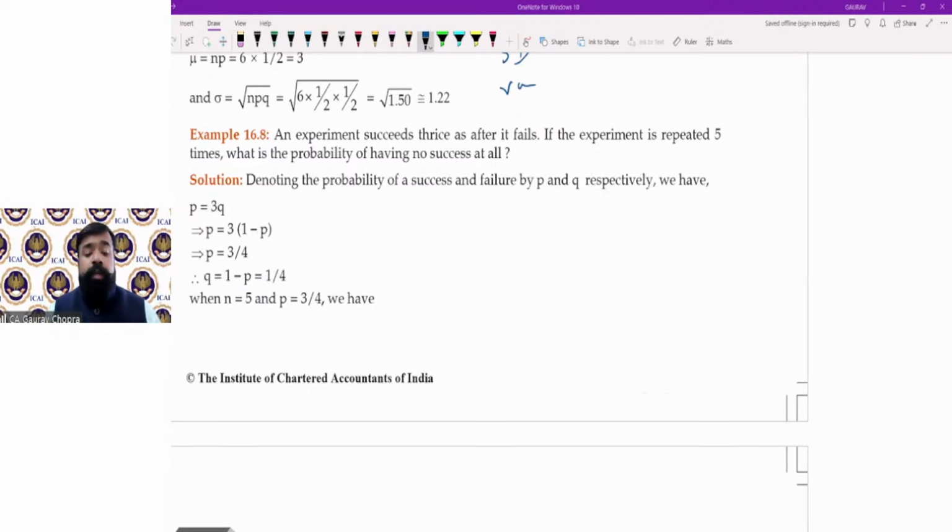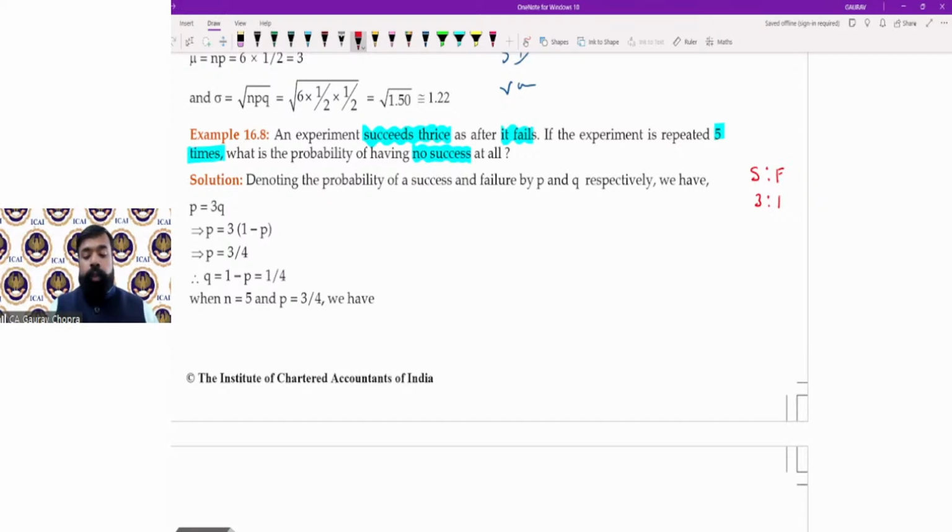An experiment succeeds three times, and then it fails. Three successes and then one failure. If the experiment is repeated five times, what is the probability of having no success at all? No success at all. So here, first of all, the ratio of success and failure is 3 is to 1.